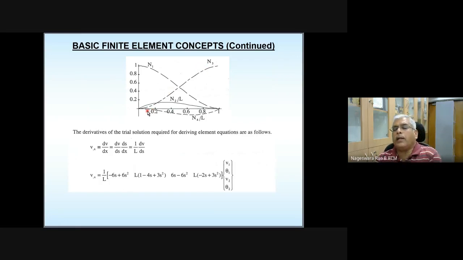N2 and N4 correspond to the rotation shape functions. They are related to the derivative of the transverse displacement. So this is how the plot looks for N1, N2, N3, N4.